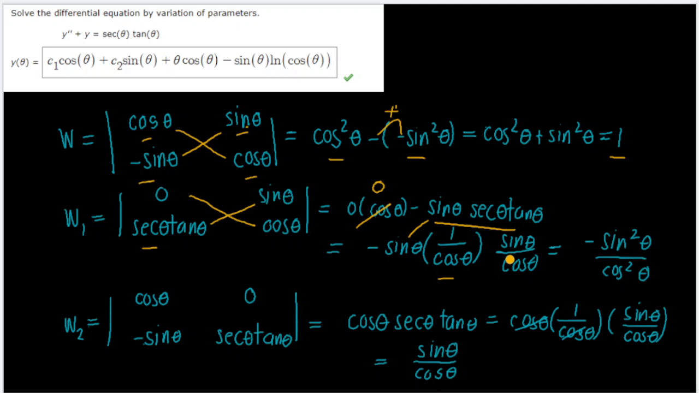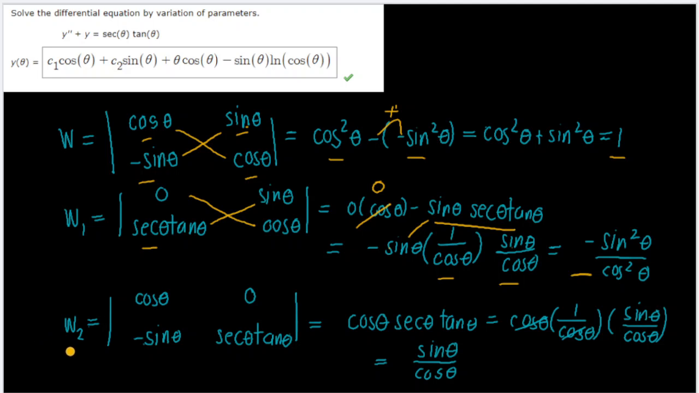Tan theta is just sine theta over cosine theta, and negative sine theta times sine theta is negative sine squared theta. Cosine theta times cosine theta is cosine squared theta. Now remember this W sub 1. We're going to use that to find our u sub 1.